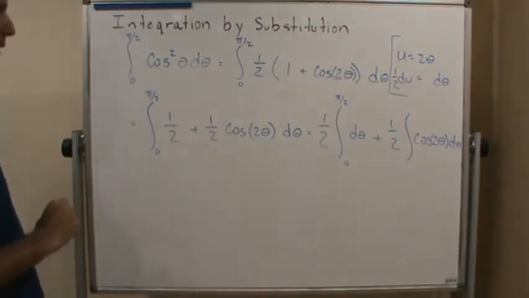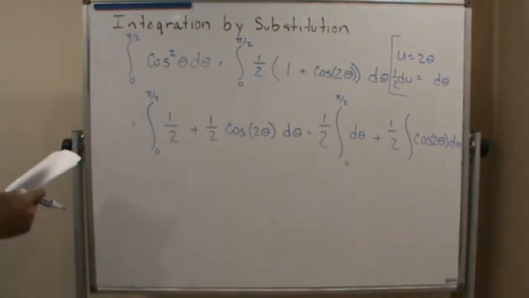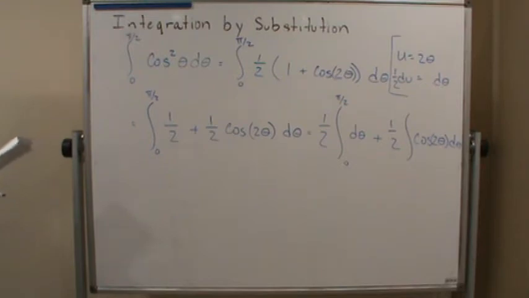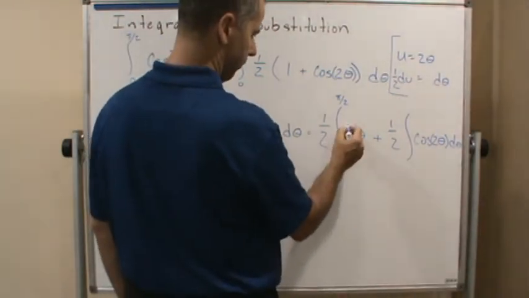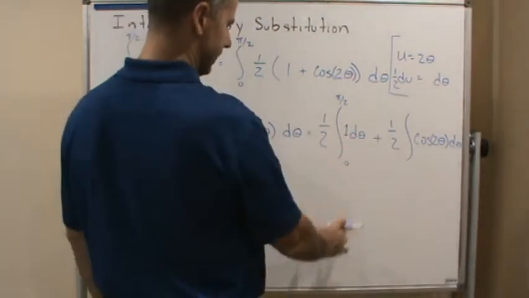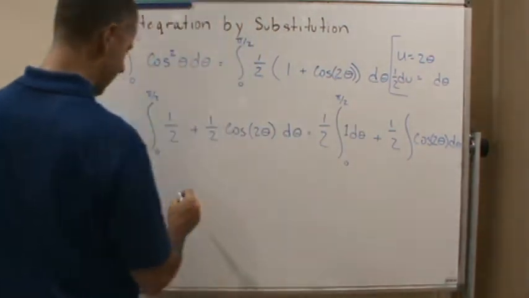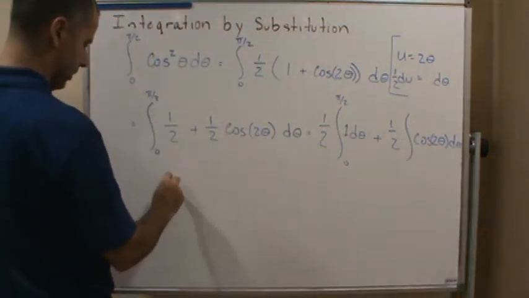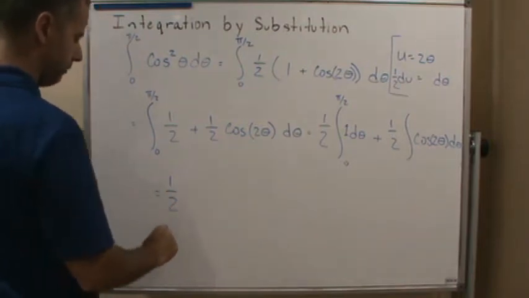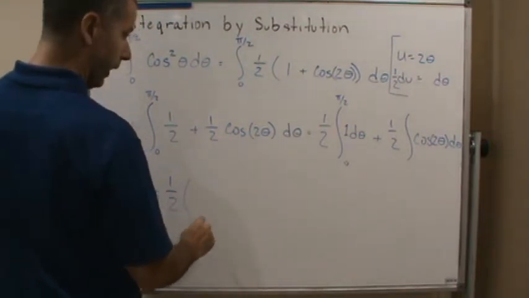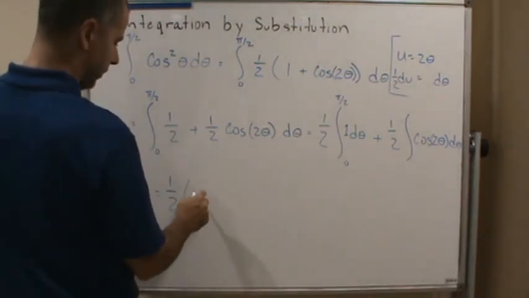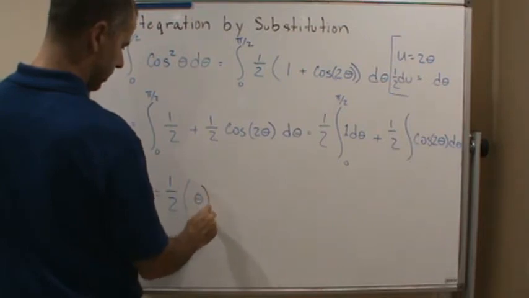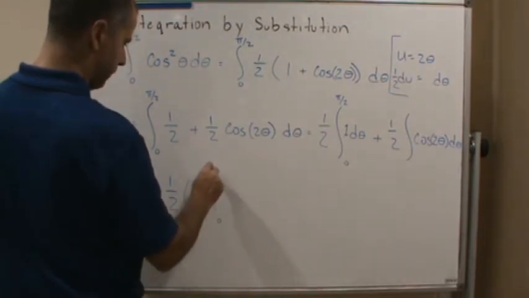Okay, and so now, what am I going to do? I'm going to integrate this. Now, we can integrate the first one as is. There's nothing wrong, because this is just 1. So I can integrate this easily, and I don't have to do any U substitutions here. So I'm just going to write this as 1/2, and it's just going to be the integral of that, which is theta, from 0 to pi over 2.